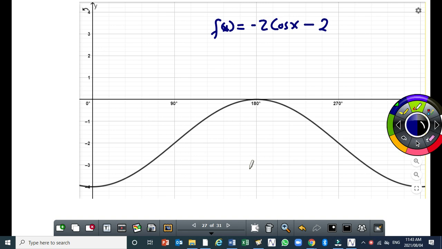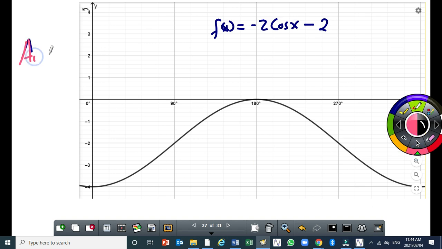f of x equals minus 2 cos x minus 2. So you should all have sketched the graph, and it looks like that. Right. Now, we're supposed to write down the amplitude. So the amplitude of the graph is going to be equal to positive 2.